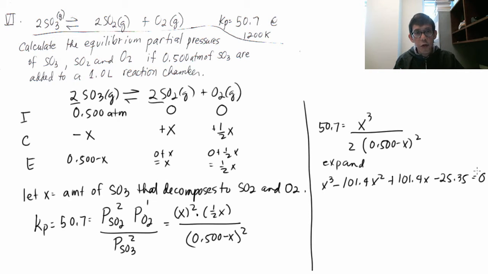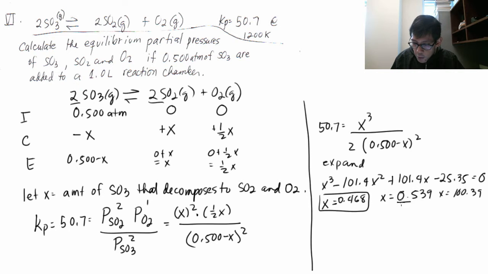You solve for X using your TI or some kind of special calculator. You get X is 0.468, X is 0.539, and X is 100.39. And the only one that makes sense is this one. This one cannot be because you're only starting with 0.500 atmosphere, and that one is way too large, right?